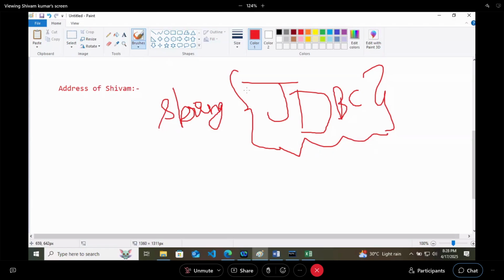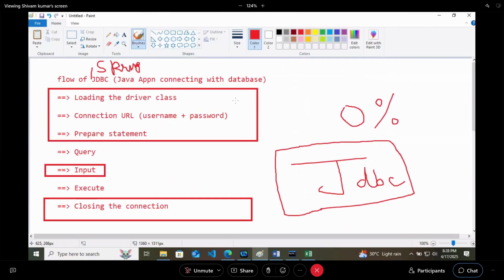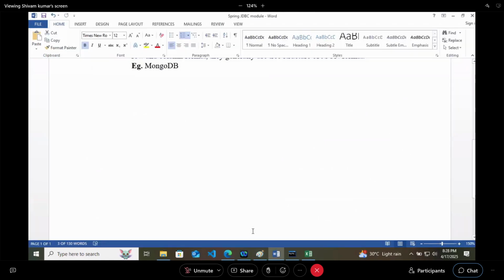I will try to cover this in one session. It will not take more than one for basics. Then we will see how Spring JDBC works. Okay. So let's have a quick review of what we discussed today. And if you have any doubt in what we discussed today, you can ask.